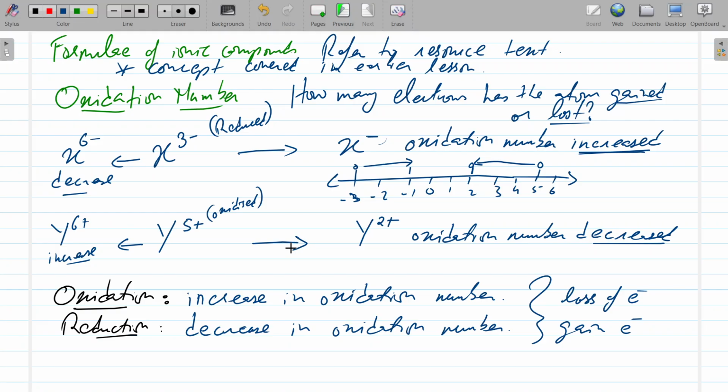A single negative charge. What does single negative charge mean? How many extra electrons does it have? One. And that means going from 3 minus to just a single negative, it lost electrons. That's what happened over there.